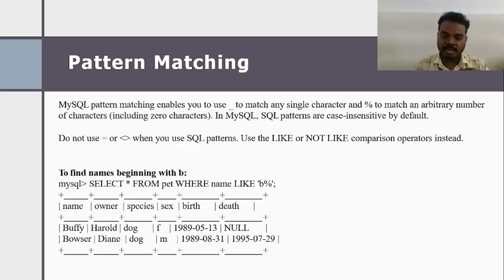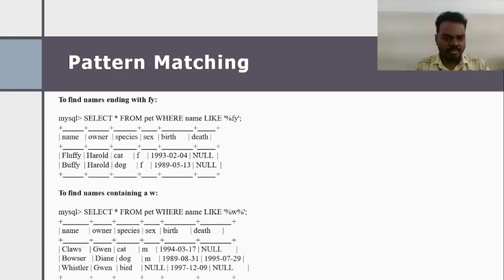In the previous command, percentage was at the last. In the next command, percentage will be at the first. So the ending characters should be in FI format. So what are all the pet animals? It will end with FI and return the records. See, I have Fluffy and Buffy. This is all about the percentage FI command.